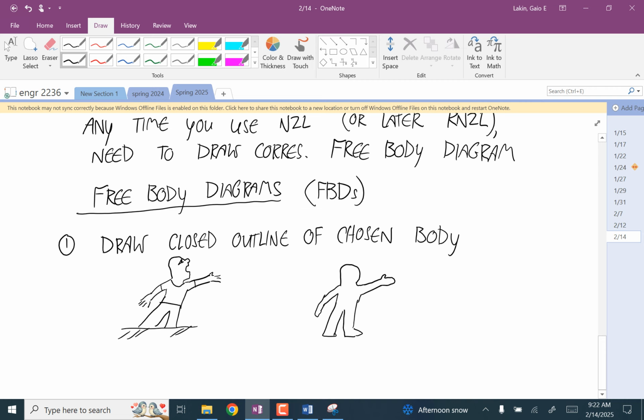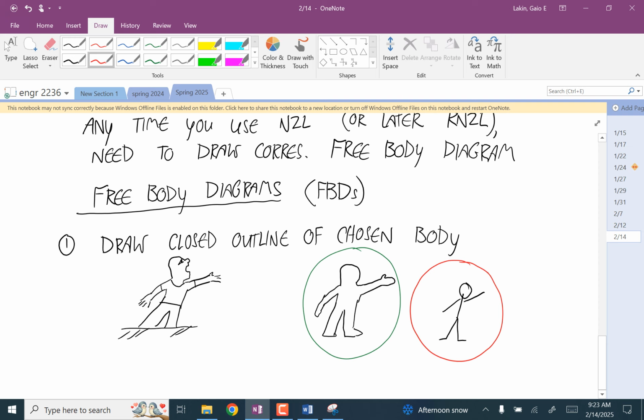There's no outside bodies. All we're trying to do with this free body diagram is make a clear distinction between what's inside our boundary and what's outside our boundary, okay? So this is the kind of outline you want. Here are 2 examples that you don't want. Okay, this one.